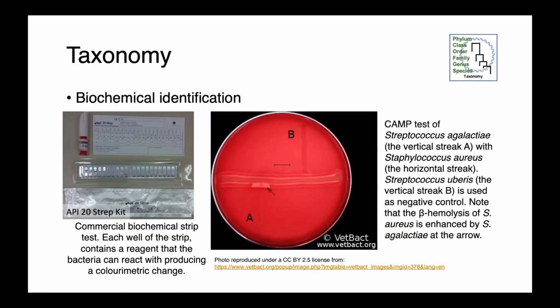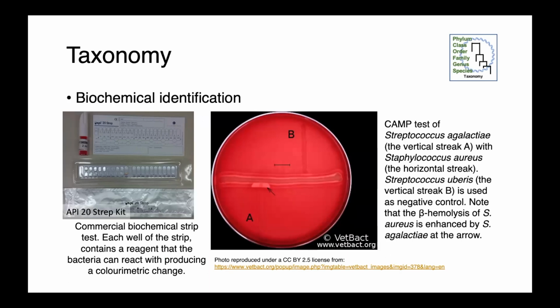Biochemical identification of streptococci is certainly possible. On the left here, you can see an image of the API 20 strep kit, which was a commercially prepared set of biochemical tests, sort of miniaturized. So in each well, we had a different reagent. We would make a suspension of our bacteria, aliquot that into these wells and incubate it, and then look for a colorimetric change, which was recorded on this sheet, and then the results looked up in a database.